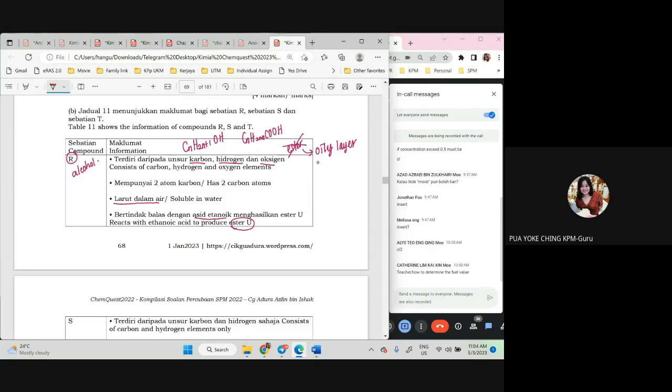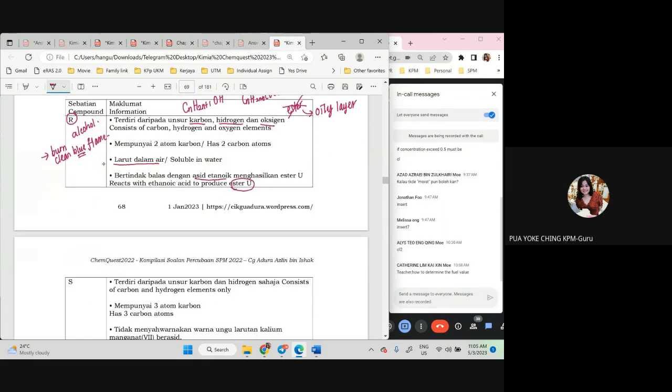Alkohol kadang-kala the next one selain dia kata larut dalam air, bertindak balas dengan asid ethanol, and the next one it will tell you it will burn with clean blue flame. Hanya alkohol saja yang akan dapat nyalaan biru. Yang lain is kuning. Okay, so nampak je blue flame, so you know this one is alcohol. So you know R is actually C2H5OH, which is ethanol.